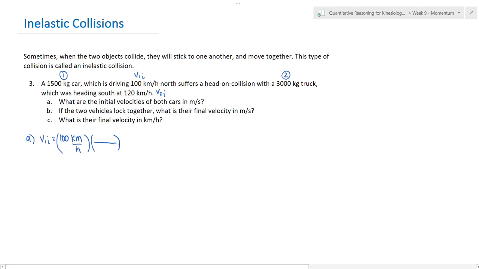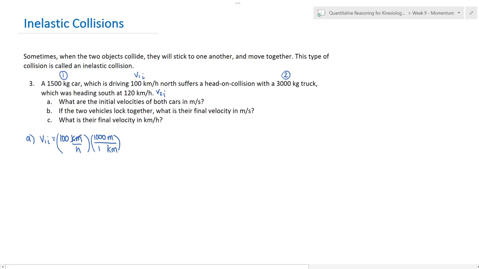We want to get rid of kilometers. Right now, kilometers is in the numerator, so we're going to put kilometers in the denominator, and instead we're going to put meters in the numerator. Now we have to write the equivalence. How many meters are equal to how many kilometers? 1 kilometer is the same as 1,000 meters.